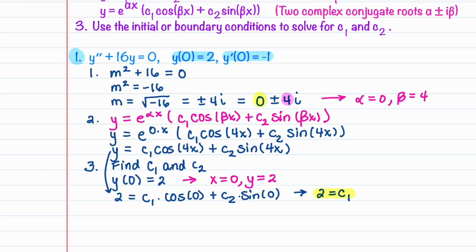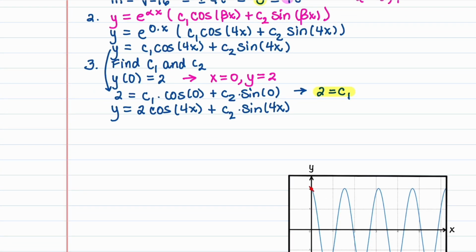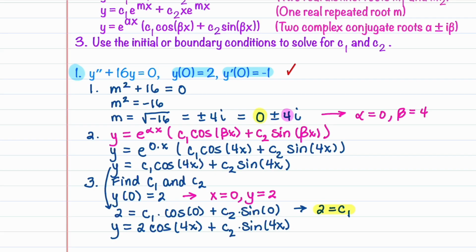I think it's helpful after you find one constant to go ahead and plug it back into your equation. So our equation now is y is equal to 2 cosine 4x plus c2 times sine 4x. Let's now look at our second condition. Let's go back up. It is right here. Y prime of 0 is equal to minus 1.